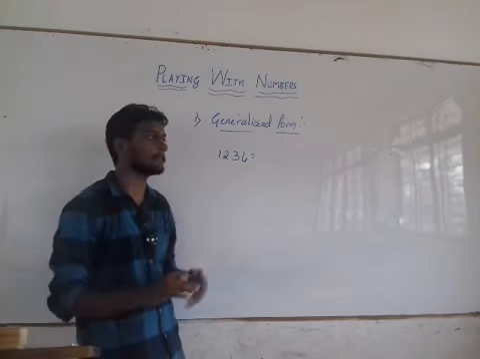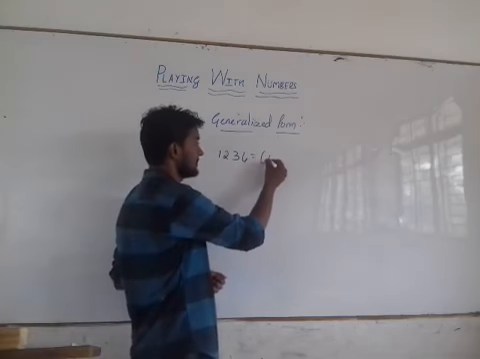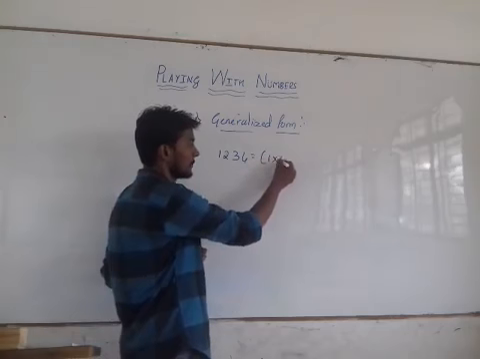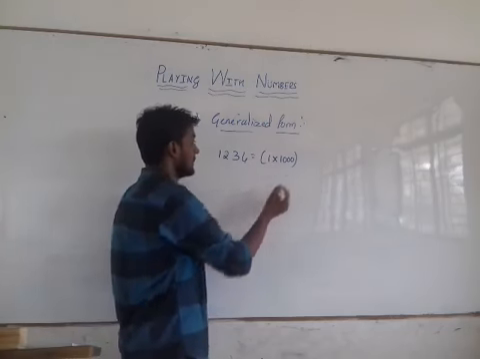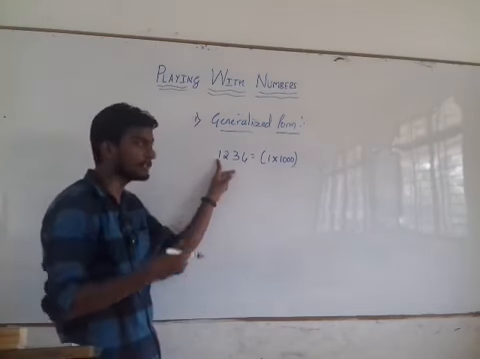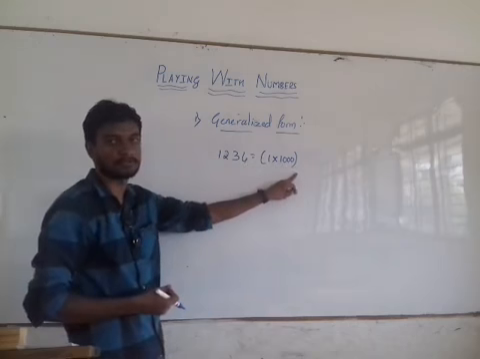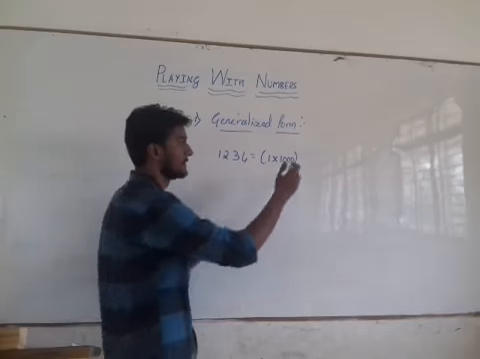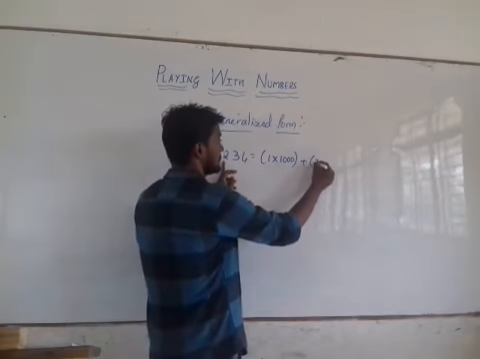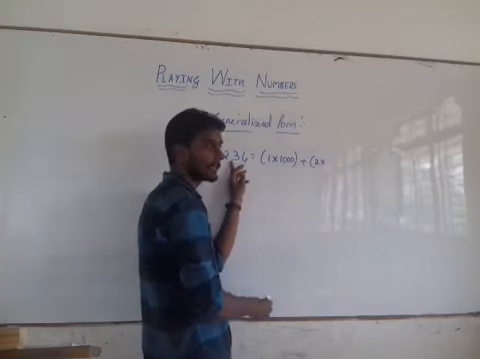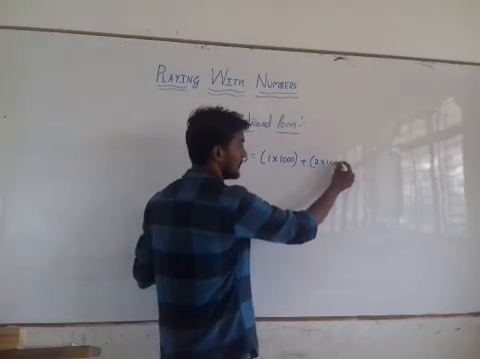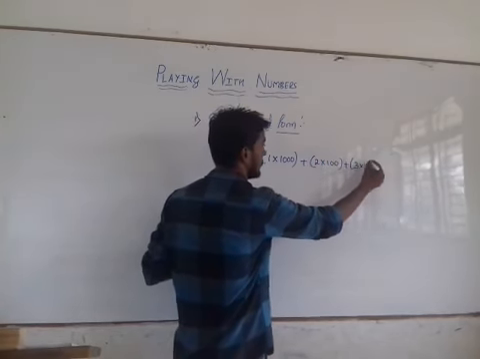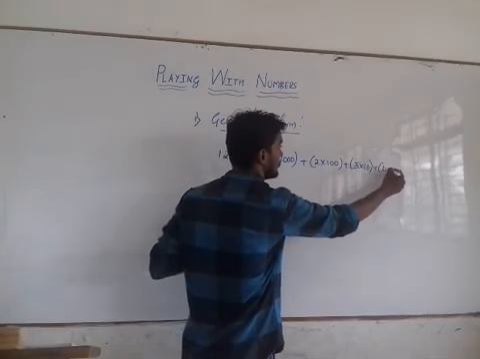Now you have to expand the number. First I will start with 1. 1 is in the thousand place, so 1 into 1000. If in place of this you had 5, you would write 5 into 1000. Here we have 1, so I have written 1 into 1000, plus 2 into 100, since 2 is in the hundred place, plus 3 into 10, plus 4 into 1.